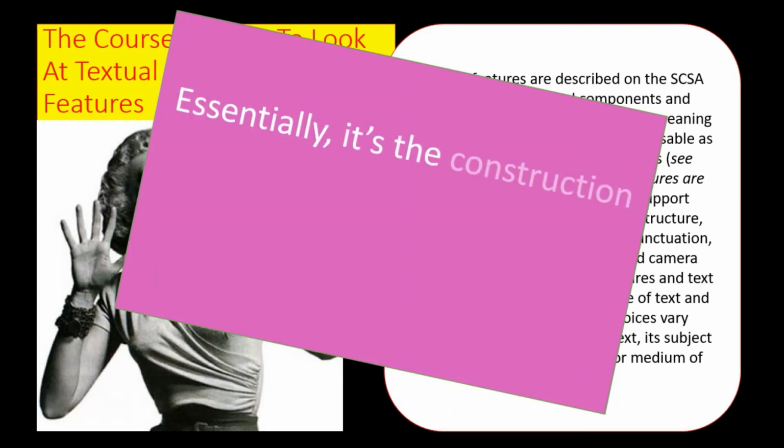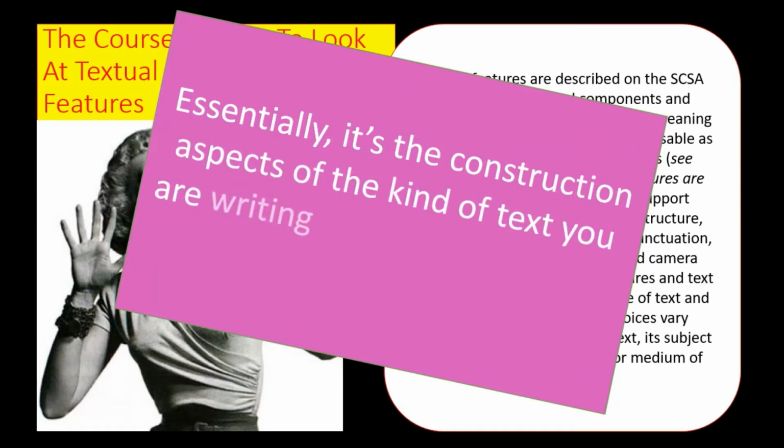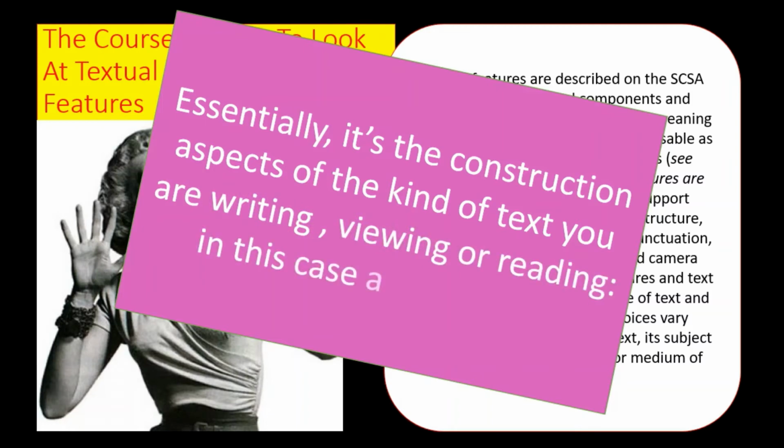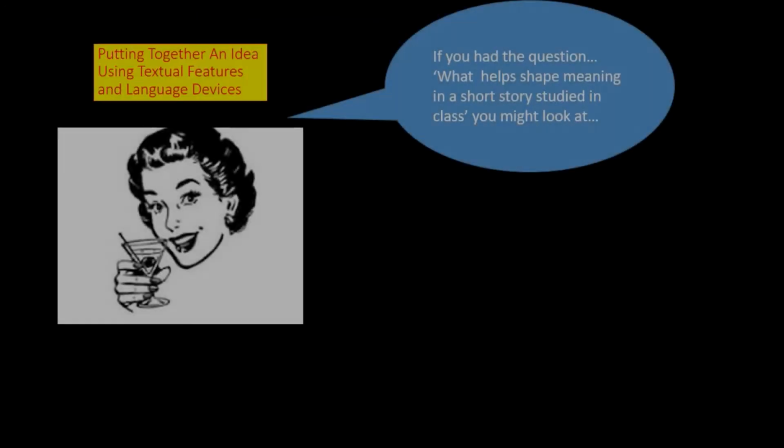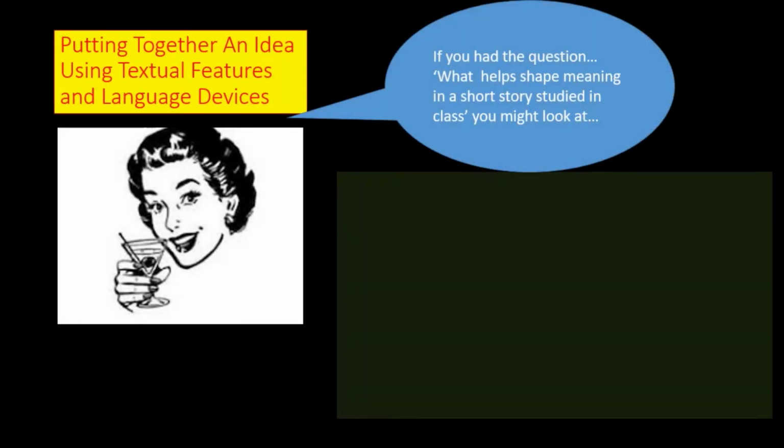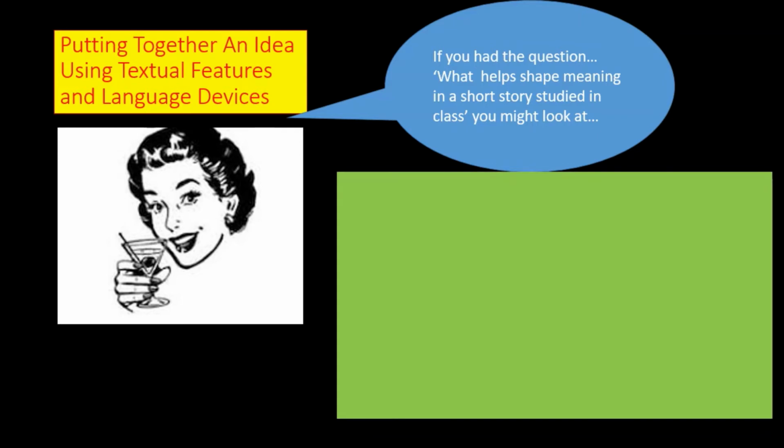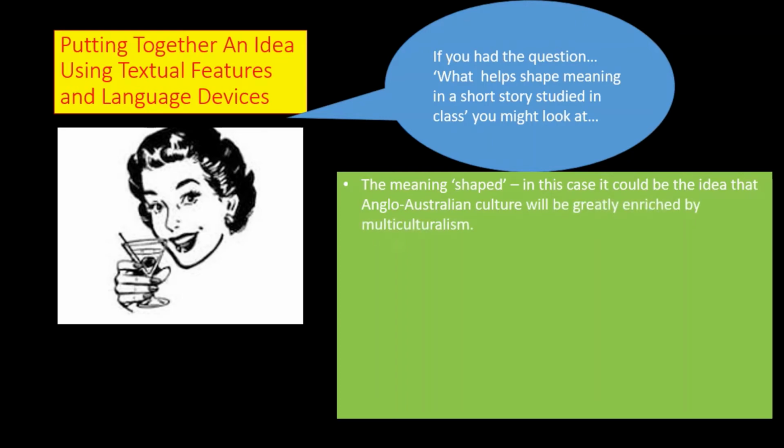So, essentially, it's the construction aspects of the kind of text you are writing, viewing, or reading. In this case, you'll be looking at the features of short stories. So let's look at, if you had the question, what helps shape meaning in a short story studied in class. You might look at the meaning shaped. In this case, it could be the idea that Anglo-Australian culture will be greatly enriched by multiculturalism.